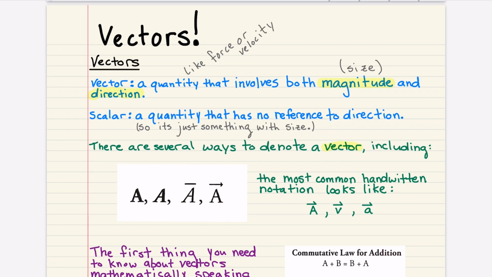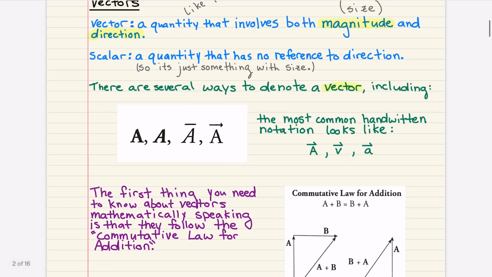So that said, when you're discussing vector quantities, there are several ways you can denote them, all right? On print, usually they will be bolded or italicized, but sometimes they will have an arrow over them, all right? And the most common handwritten notation is typically just writing the name of the vector normally, but with an arrow on top of it. All right.